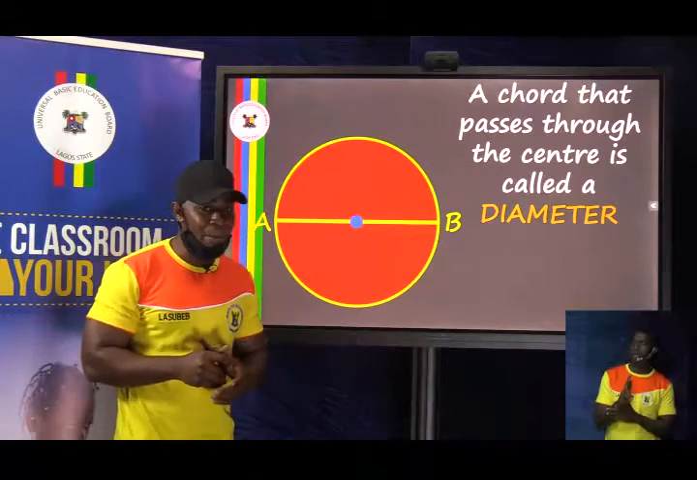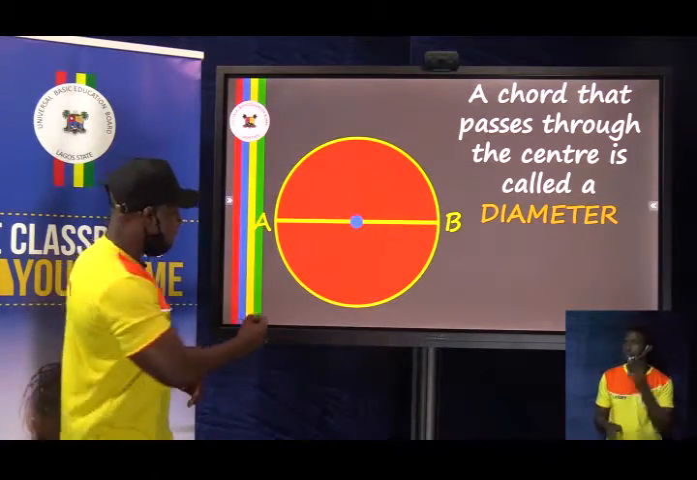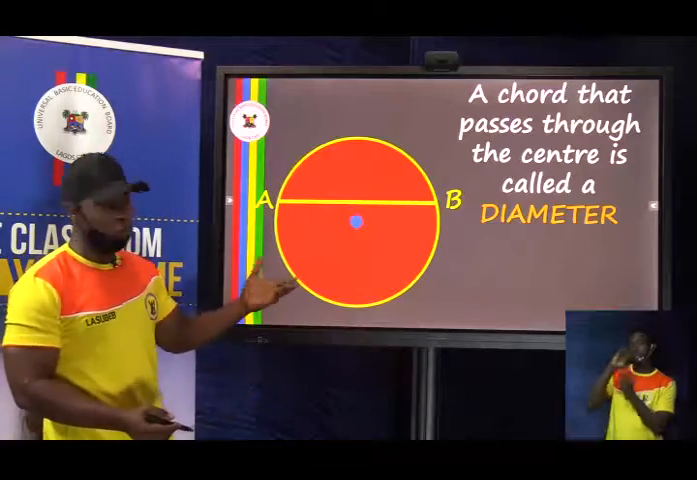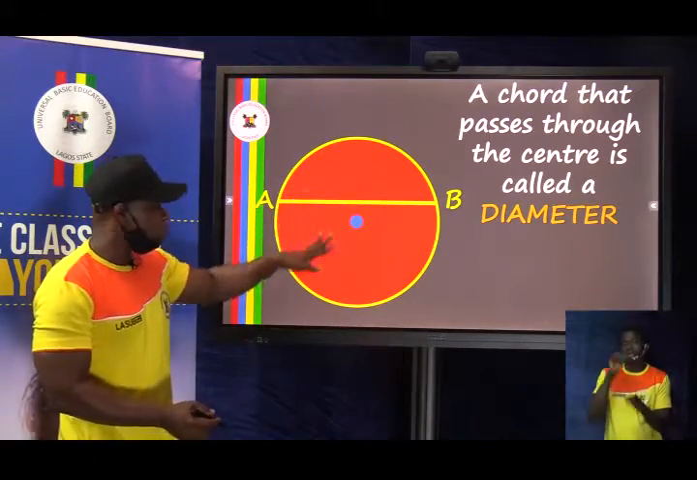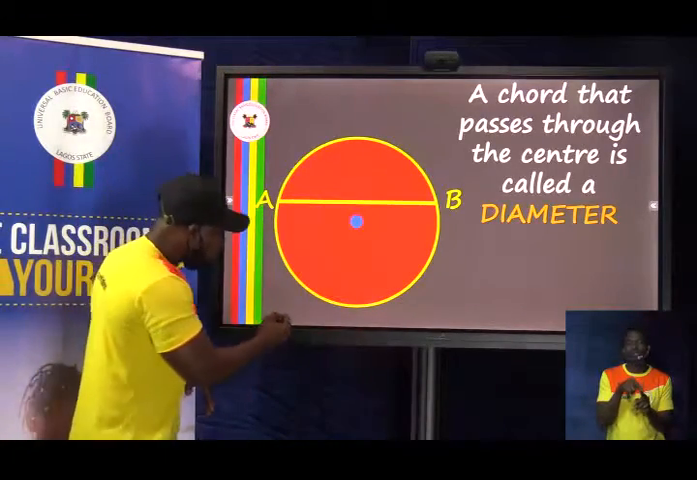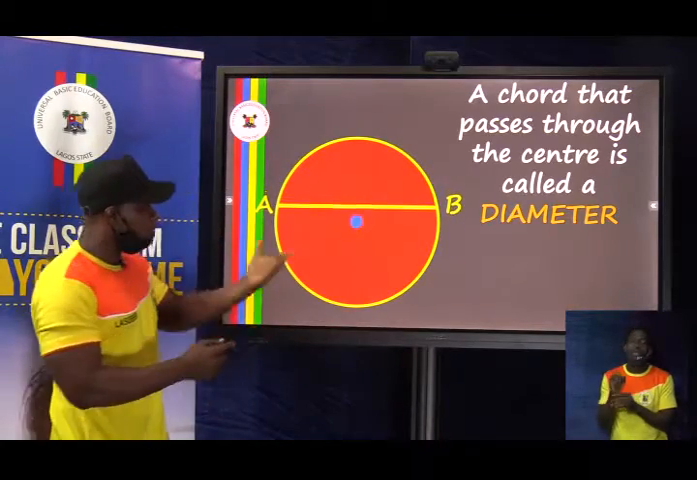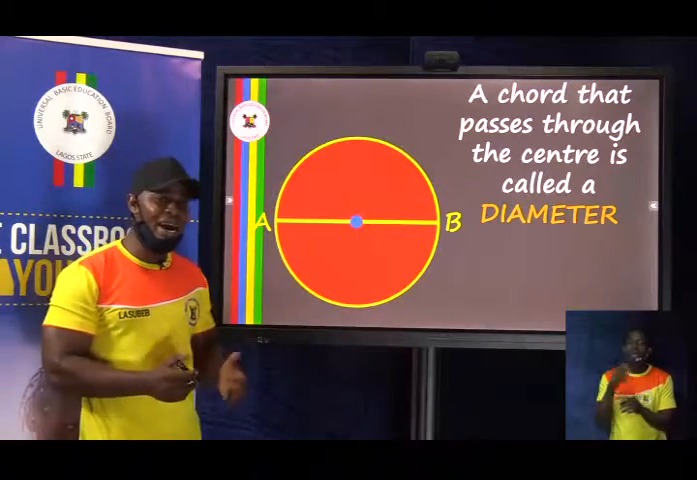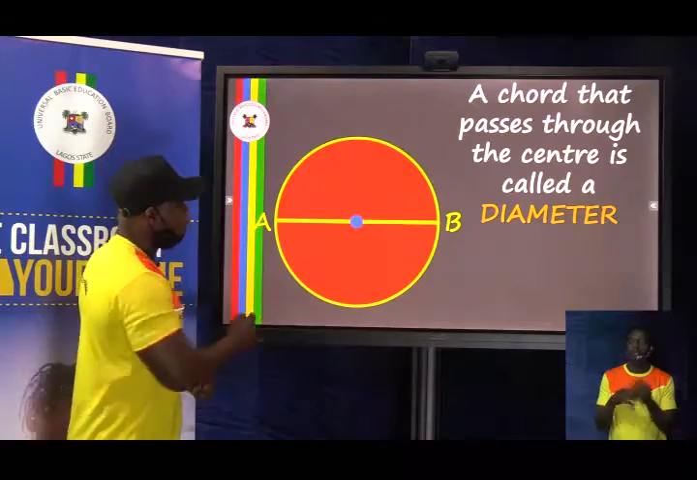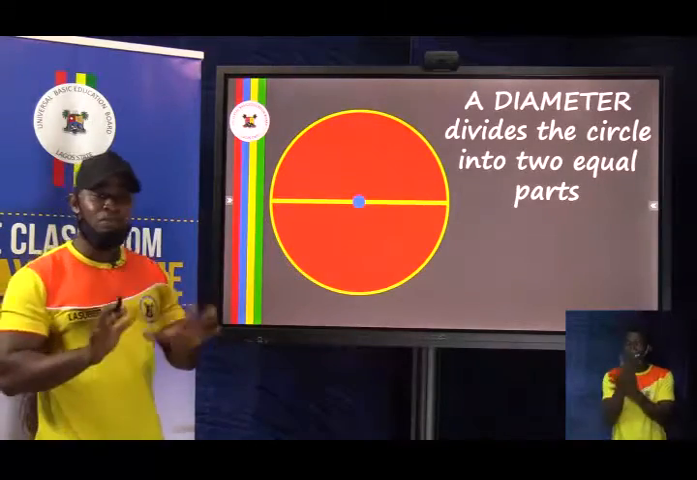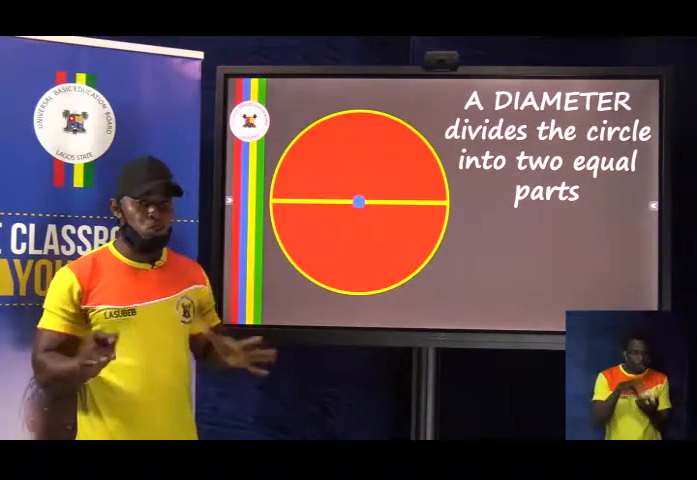It's a special chord because it's a chord. Any line that touches 2 points is a chord. But if that chord passes through the center of the circle, we call it a diameter. Okay, so now a diameter divides the circle into 2 equal parts.